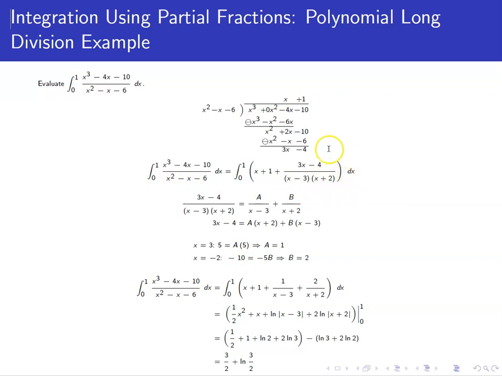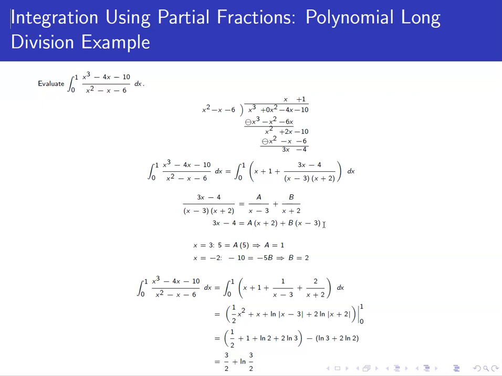So now we'll put the partial fraction decomposition on the remainder portion here. We have distinct linear factors, so the partial fraction decomposition looks like a constant over x minus 3 plus some other constant over x plus 2. Multiply both sides by x minus 3 times x plus 2 to clear the fractions.